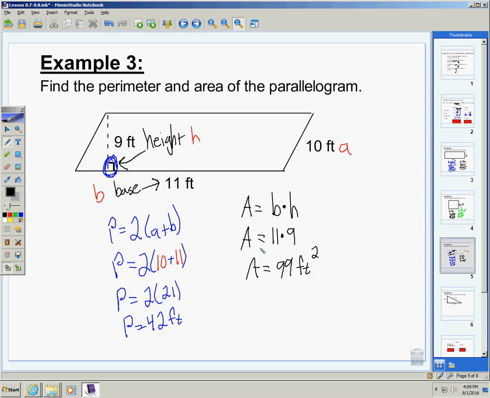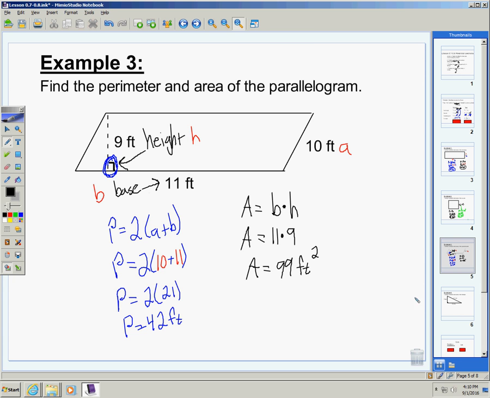Finding the perimeter and the area of a parallelogram. Not too hard once we identify A, B, and H. And one more time, just to make sure you don't forget it, height always is this dotted line with the right angle, and the base is where that dotted line meets.